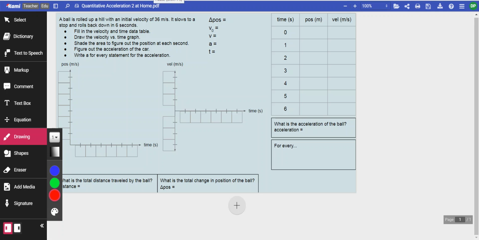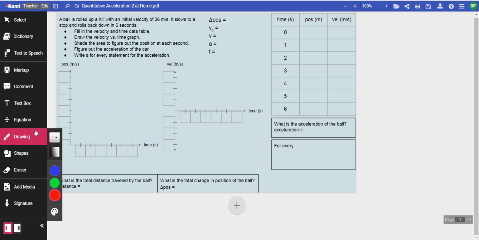Hey, let me give a brief tutorial here as to how you might want to do this to find the position. So let's read what it says here. It says a ball is rolled up a hill with an initial velocity of 36 meters per second, slows to a stop, and rolls back down in 6 seconds. So we have our 0 to 6 seconds here.